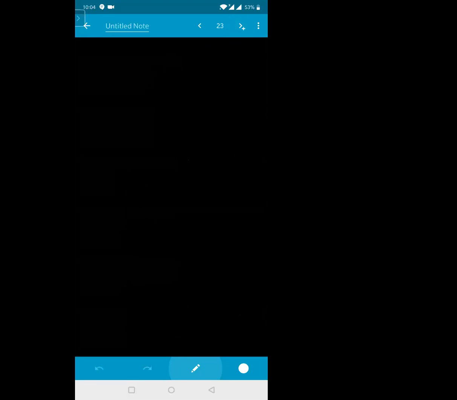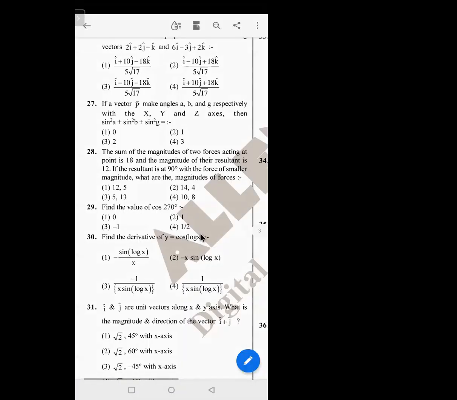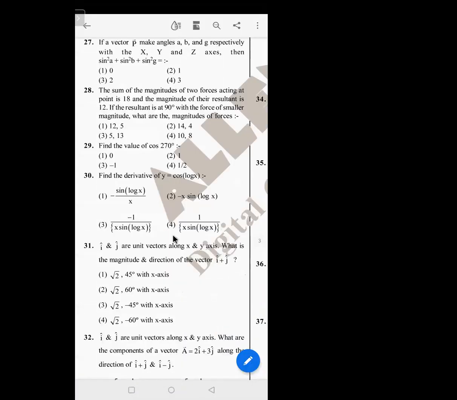Then question number 29 is a trigonometric question, leave it. Question 30 is also trigonometric, you can leave it out. We don't require those. Question number 31, see: i cap and j cap are unit vectors along the x and y axes. What is the magnitude and direction of the vector i cap plus j cap? Say the answer.